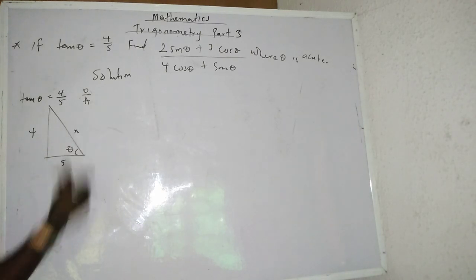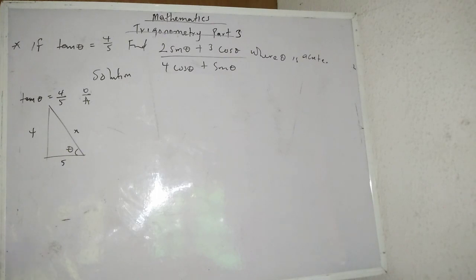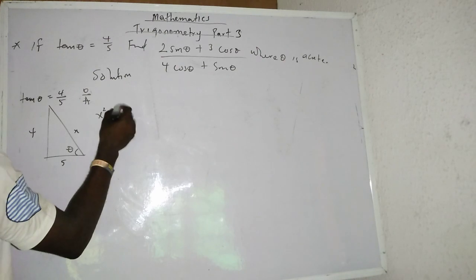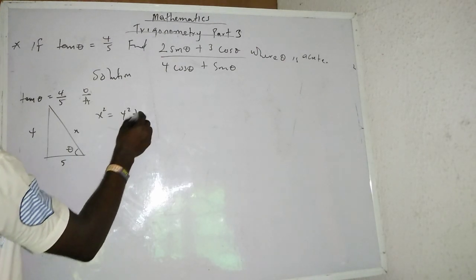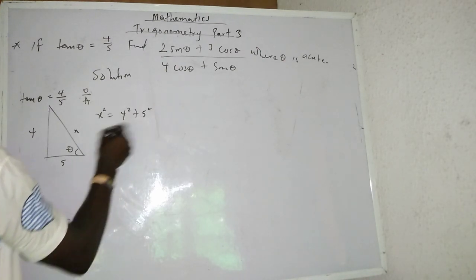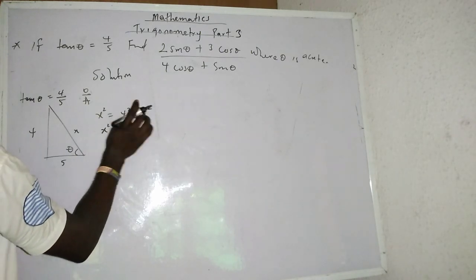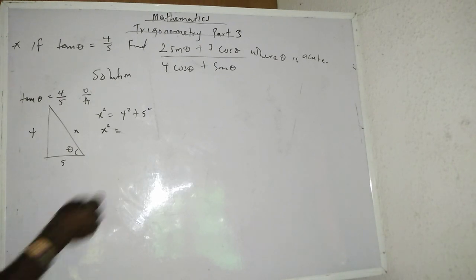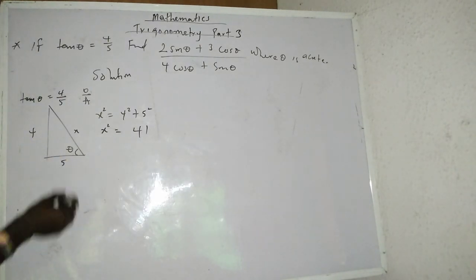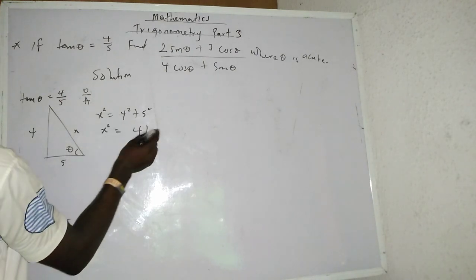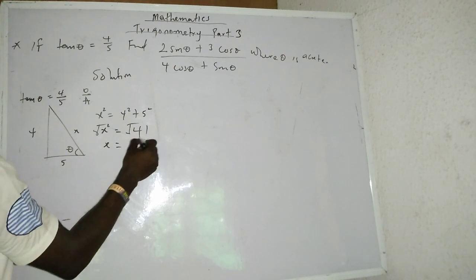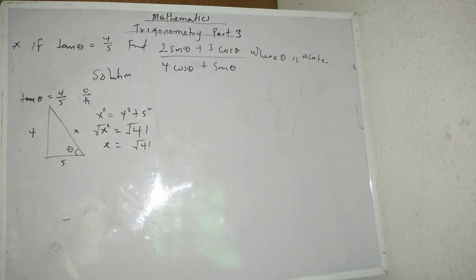With the Pythagorean theorem, x squared equals opposite squared, which is 4 squared, plus adjacent squared. So x squared equals 16 plus 25, which is 41. If I take the root of both sides, x equals root of 41. It means my hypotenuse is root of 41.